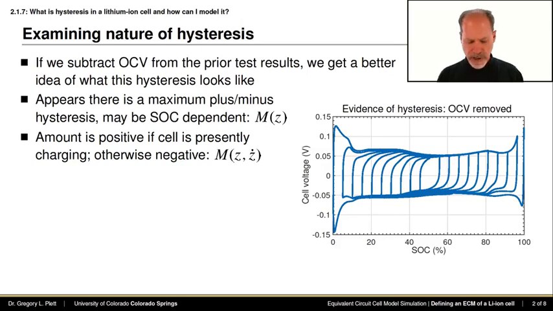The value of hysteresis, though, is different whether I'm charging or discharging. So if I have been charging recently, I have a positive value of hysteresis, and if I've been discharging recently, I've got a negative value of hysteresis. So this envelope of the hysteresis that we see here doesn't depend only on state of charge, but it also depends on whether I'm charging or discharging. We can think of that as the sign of the input current, which tells me if I'm charging or discharging, but also the sign of Z dot tells me that. So we now slightly modify this M of Z to be M of Z and Z dot to include that effect.